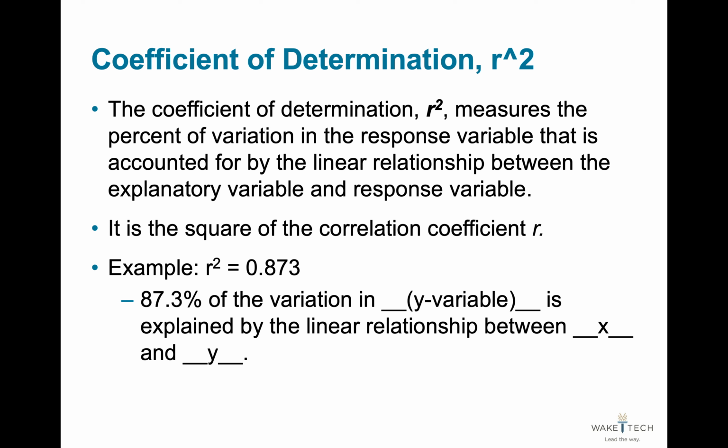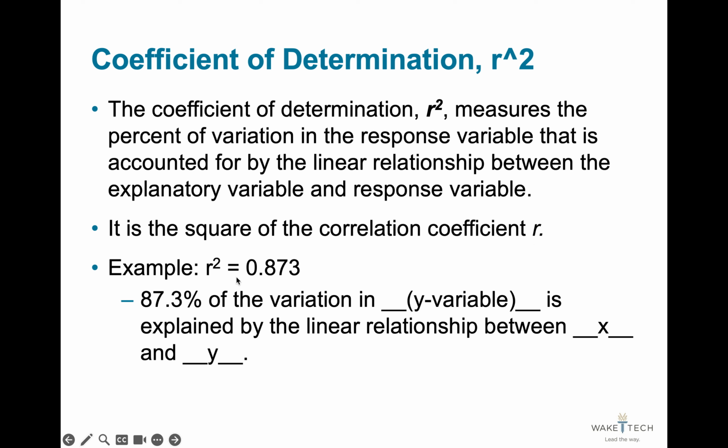The correlation R has another variable, R squared, that we also talk about often in relation to it because they are connected. R squared is called the coefficient of determination. This is what's measuring the percent of variation in the response variable that is accounted for by this linear relationship between x and y. It is the square of R.